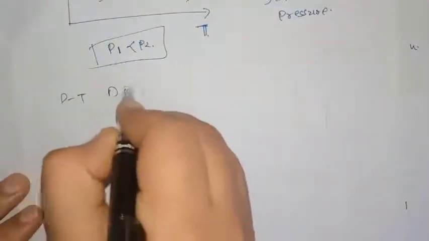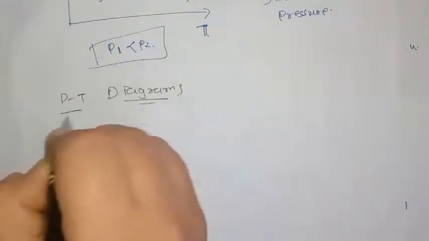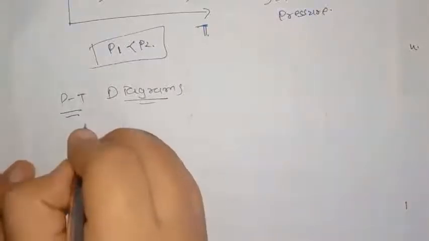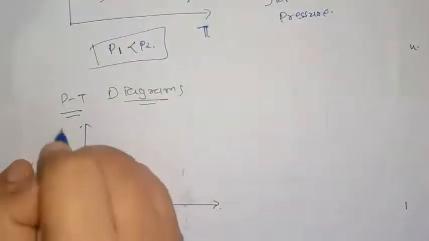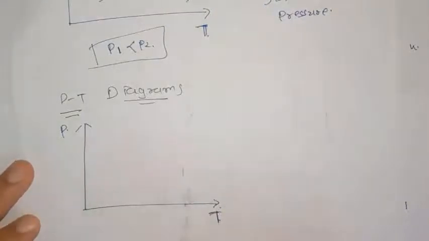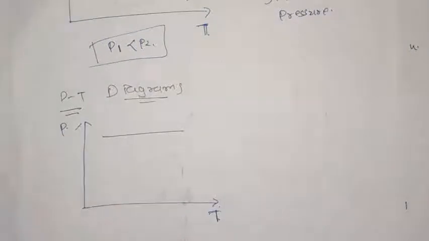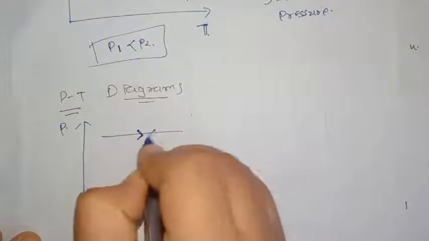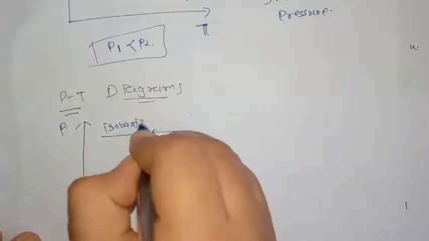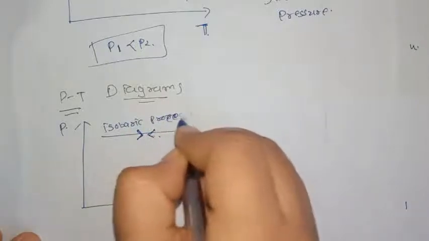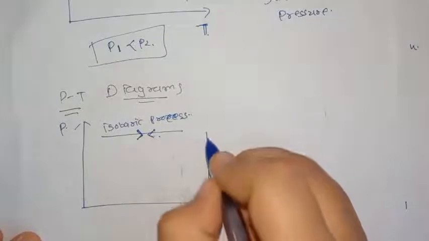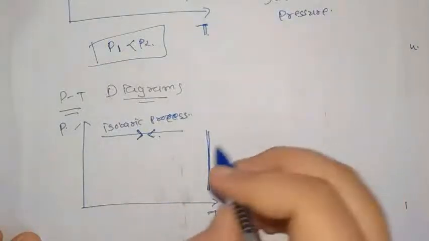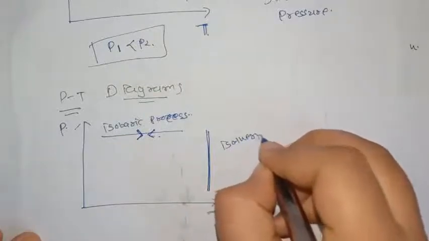Now let us draw the pressure temperature diagrams. In the pressure temperature diagrams, there will be pressure on the y-axis and temperature on the x-axis. If we draw a straight line, then the pressure will be constant, so it will be the isobaric process. If we draw a vertical line, then it will be an isothermal process.